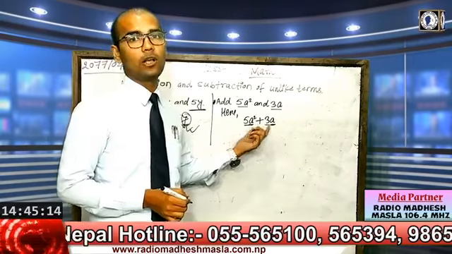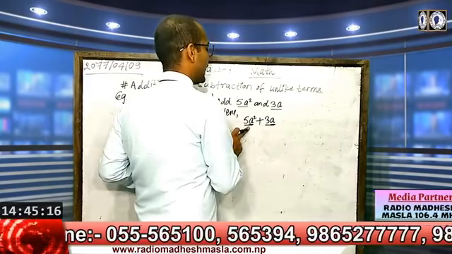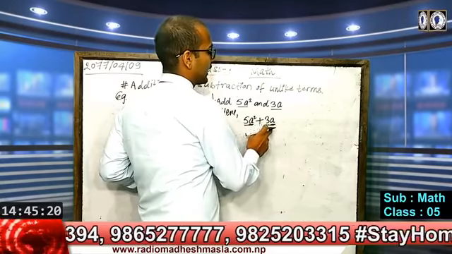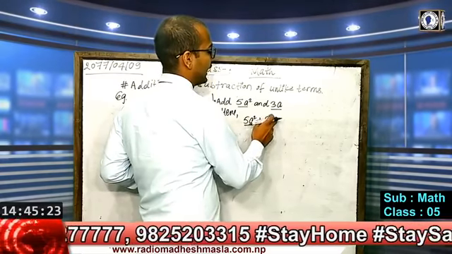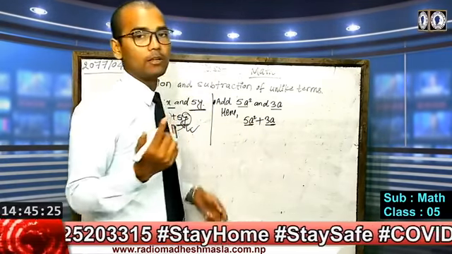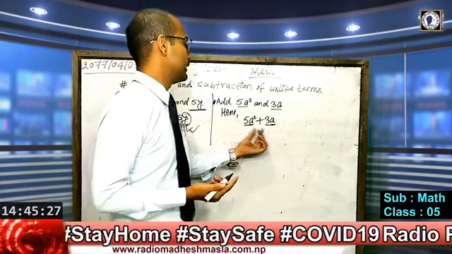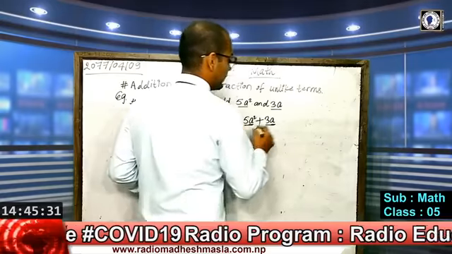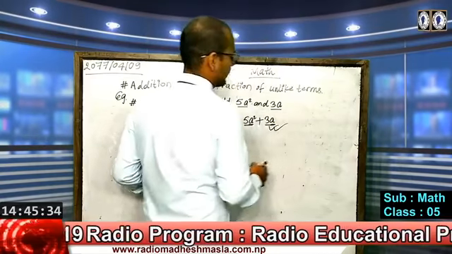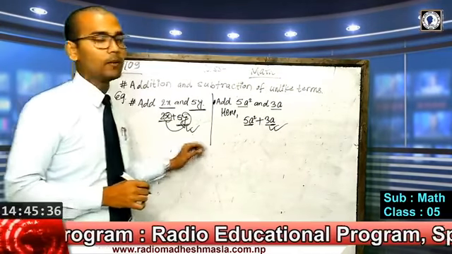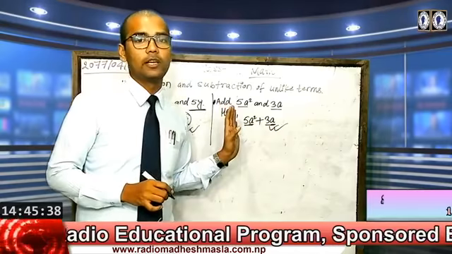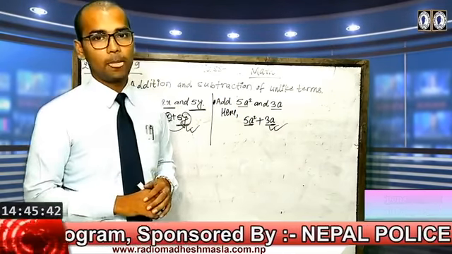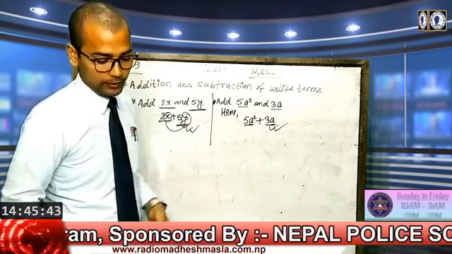Look here. The first term 5a² has power 2, but the second term 3a has no written power, which means power 1. So these two terms are not like terms, and if they are not like terms, we can leave it here in the form of 5a² plus 3a. We are not allowed to add those terms. In this way we can find the addition.